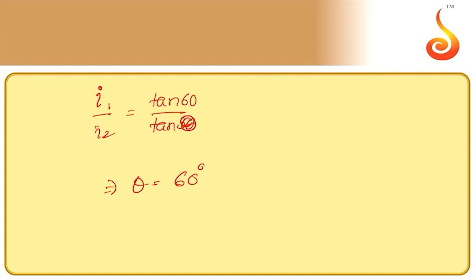So again, I1 by I2 is equal to tan 60 divided by tan theta. So if I simplify this, I get theta. So theta turns out to be 60 degree.